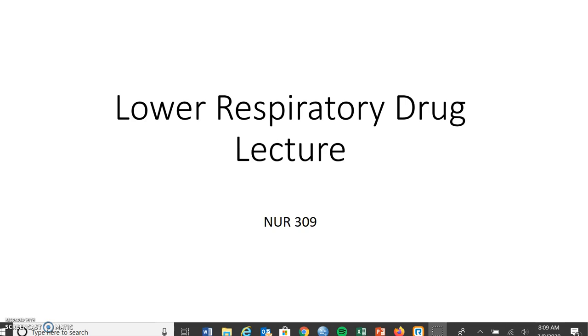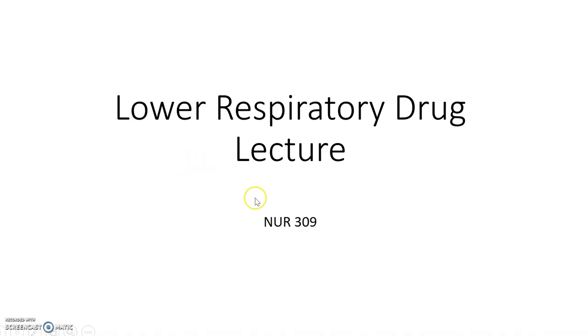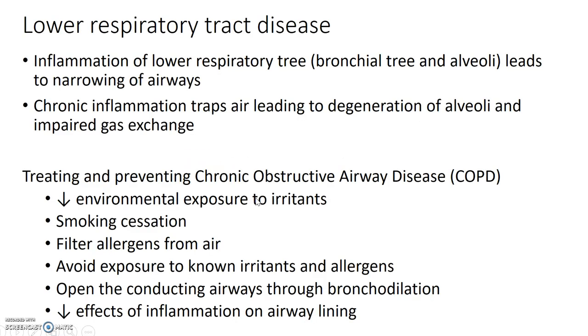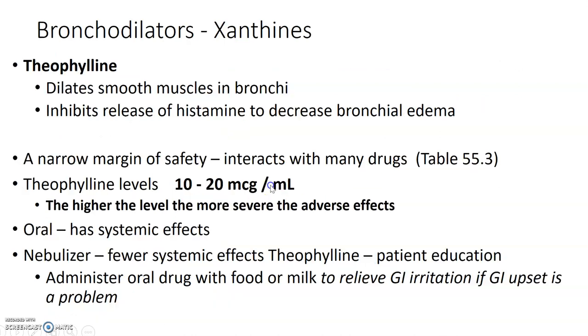As a result, muscular and cilial action are lost, and whatever enters the lower airway and alveoli becomes trapped, and gas exchange is chronically impaired. Treating and preventing chronic obstructive airway disease includes decreasing the environmental exposure to irritants, smoking cessation, using filters to filter allergens from the air, avoiding exposure to irritants and allergens, opening and conducting airways through bronchodilation, and decreasing the effects of inflammation on the airway lining.